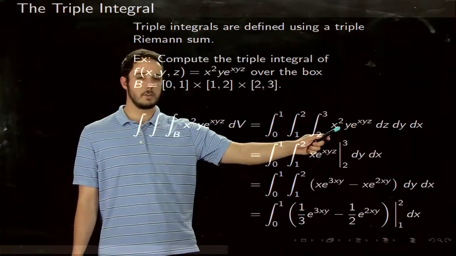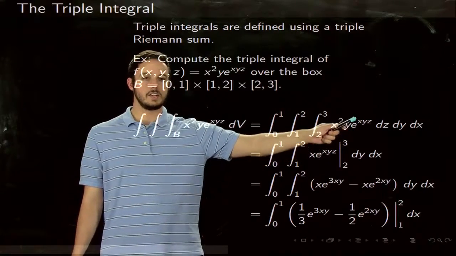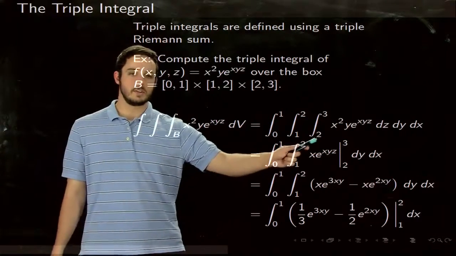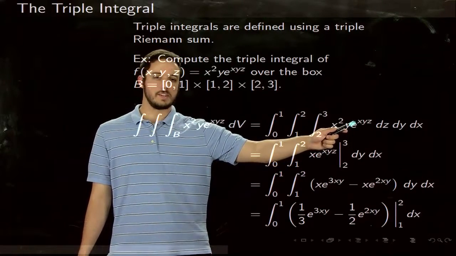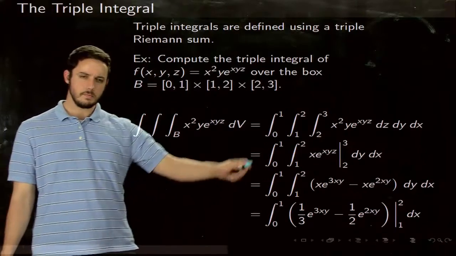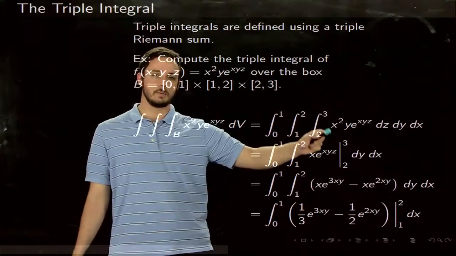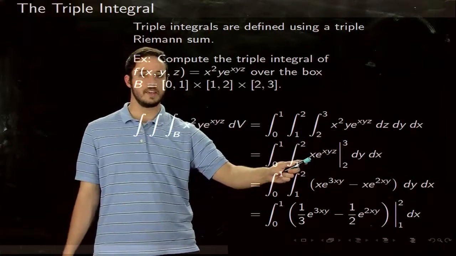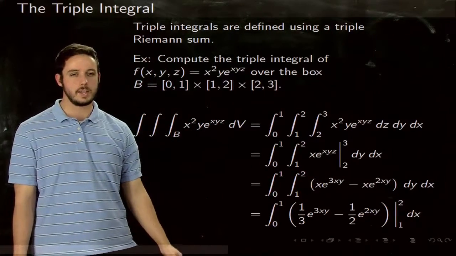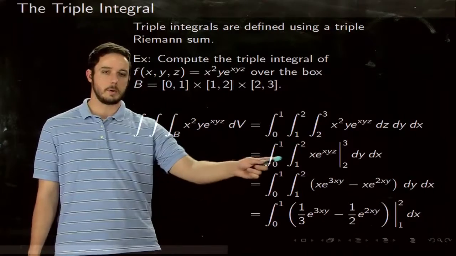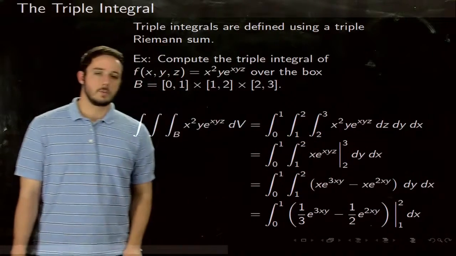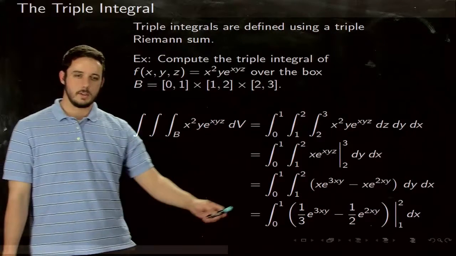If we take the integral of this with respect to z, it's e to a constant times z. So that gives us e to the xyz, but then we have to multiply by 1 over xy. So if we take this whole thing and multiply by 1 over xy, we get this. So this is the integral with respect to z of x squared y e to the xyz. And we want to evaluate that from 2 to 3, since those were our bounds.